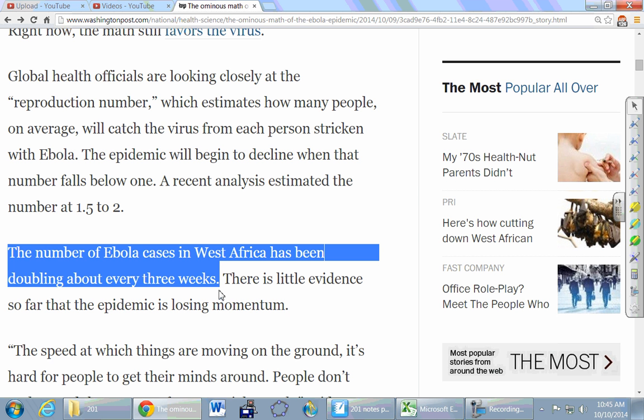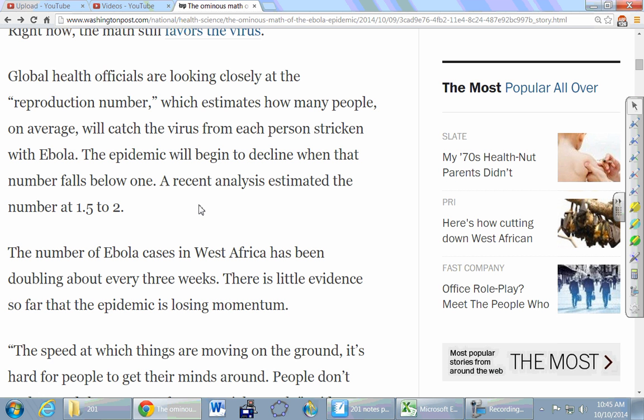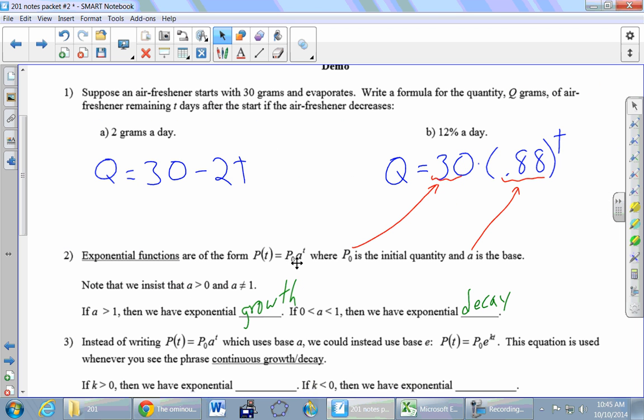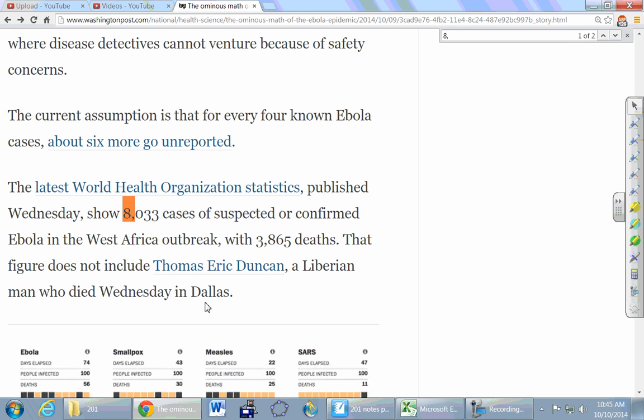What kind of function doubles every period of time? It's an exponential growth function because we are multiplying by the same number over and over again. The other number that we need, so this doubling business is going to be part of a formula we're about to write down. But what's the other number we need if we're going to write something like this? Yeah, the 3 weeks will definitely come into play. We need the initial amount of stuff. Okay, so the initial amount of stuff is down here. It says as of Wednesday, the WHO released this number. This is the most up-to-date number that existed when this article was written. 8,033 cases, and then this is how many people sadly died out of those, 833.